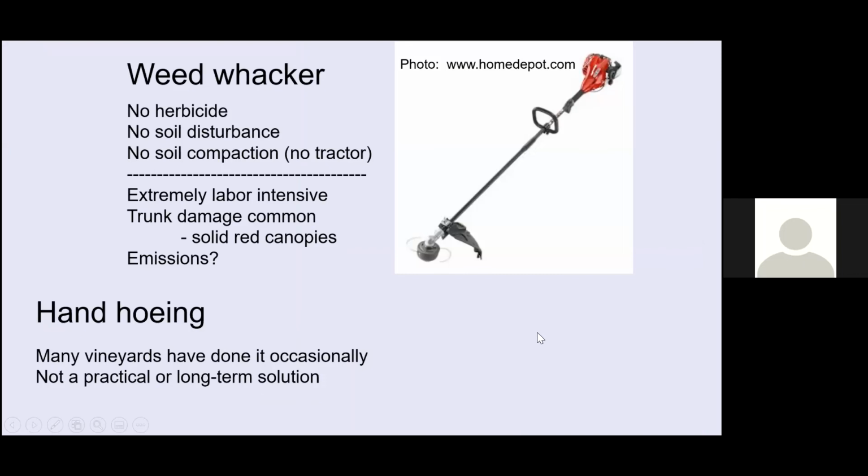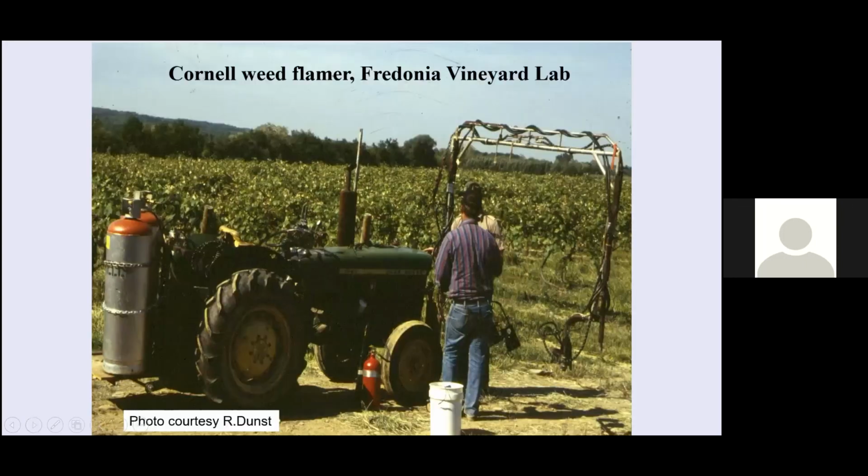I just threw this in because sometimes I see wineries, or especially the blocks around tasting rooms, being weed whacked or hand hoed. Not the most efficient use of your crew, and a good way to really tire them out. I saw one vineyard where the crew had weed whacked, but they had damaged the trunks so much that at veraison, the canopies turned solid red, and the grower was freaking out because they thought they had a lot of virus. But in fact, there was a girdling of the trunk from the weed whackers. So maybe in some situations, but not really a long-term option.